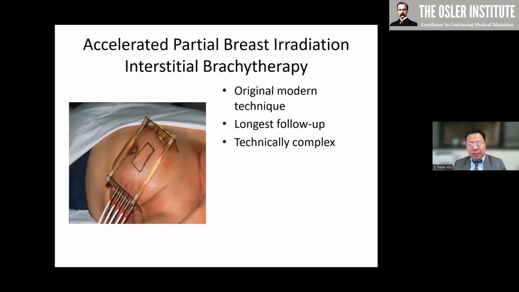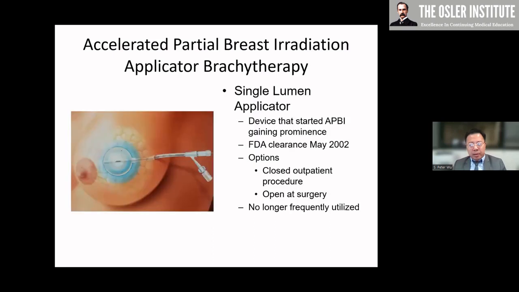Interstitial brachytherapy is done with catheters that are inserted directly into the skin. And this is perhaps the first and most original way of doing brachytherapy for partial breast. This is another type of brachytherapy for partial breast, which is what I was speaking about earlier. Need more coffee this morning, I apologize.